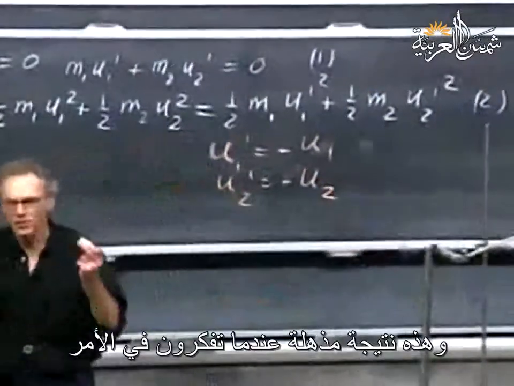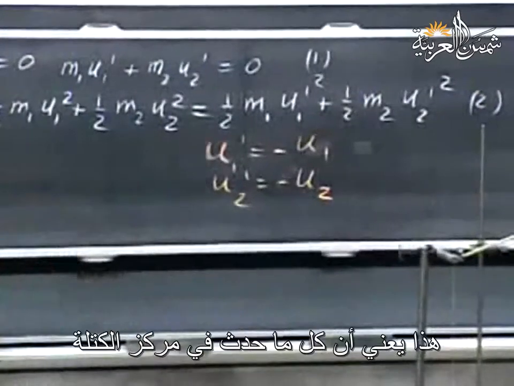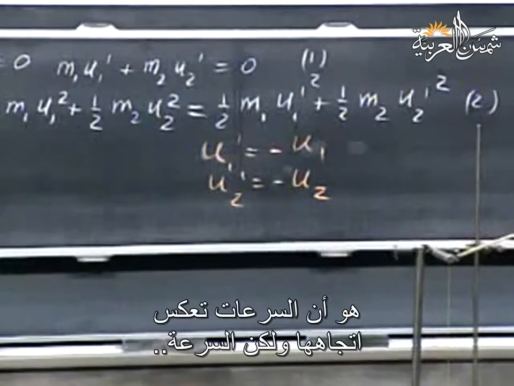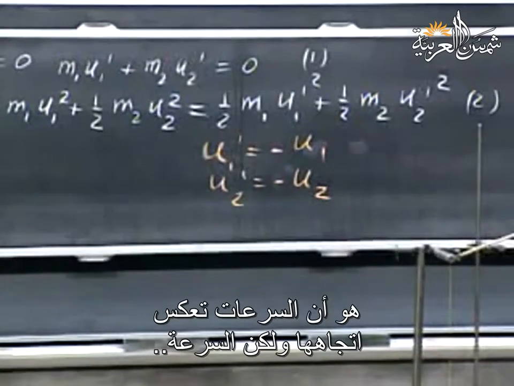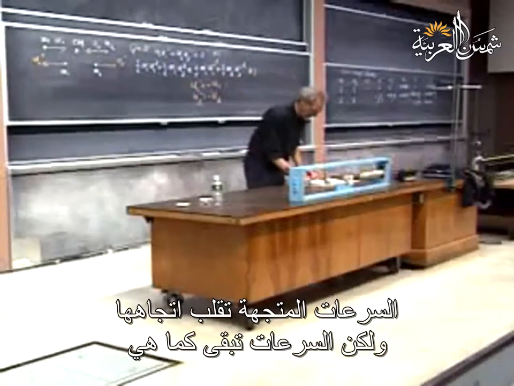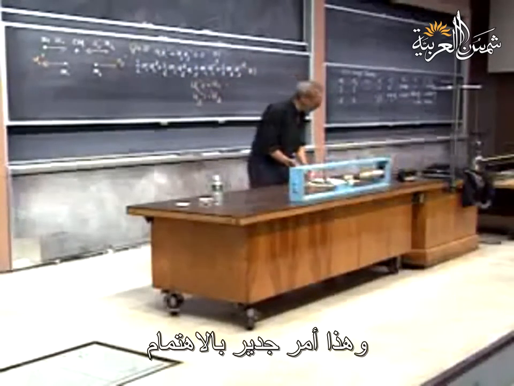And that is an amazing result when you think about it. It means that in the center of mass, all that happens is that the velocities reverse directions, but the speeds remain the same. And that is a remarkable result.